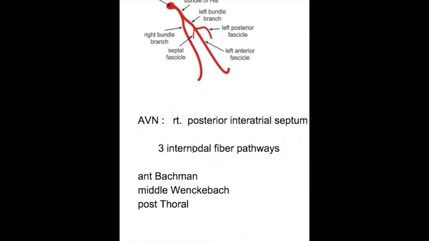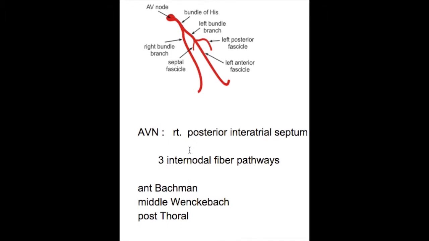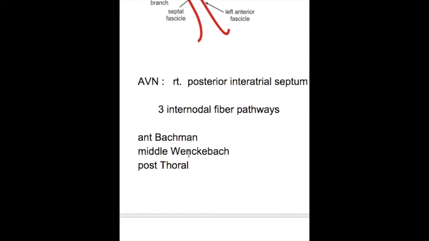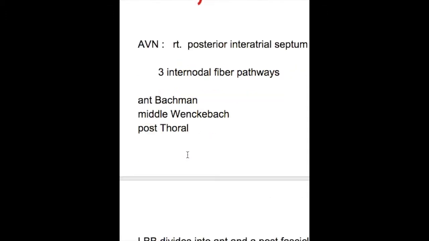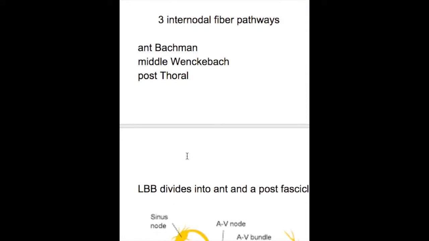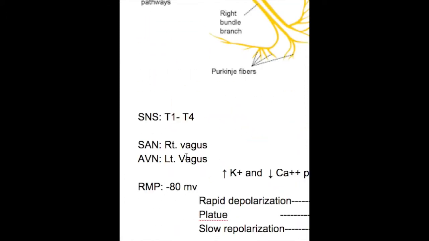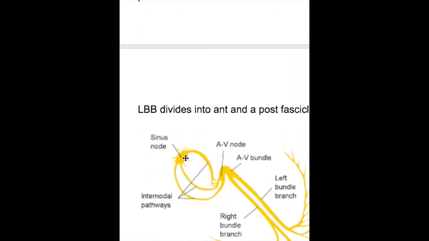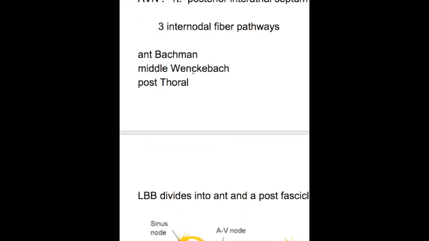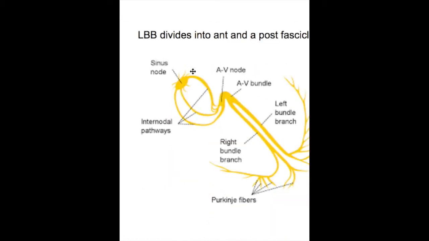How is the AV node connected to the SA node? There are three internodal pathways that connect the SA node to the AV node: the anterior Bachmann, middle Wenckebach's and posterior Thorel. SA node and three connections between the SA node and the AV node: the anterior Bachmann, Wenckebach's and posterior Thorel.